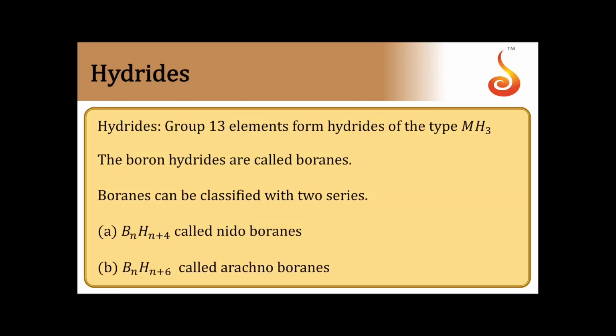When it comes to hydrides, 13th group elements form hydrides of MH3 type, but boron forms different types of hydrides. They are collectively called boranes. Boranes are nothing but hydrides of boron. They are classified into two series: having the formula BnHn+4, which is called nidoboranes, and having the formula BnHn+6, which is called arachnoboranes.